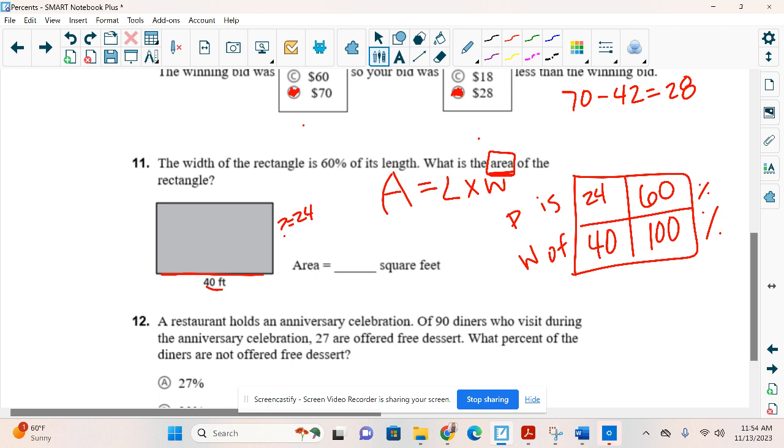So when you find area, all you have to do is 40 times 24, and then you get 960. Oh. So what do you do? To find the area, you multiply length times width. You did 40 times 24. Oh, I get it.